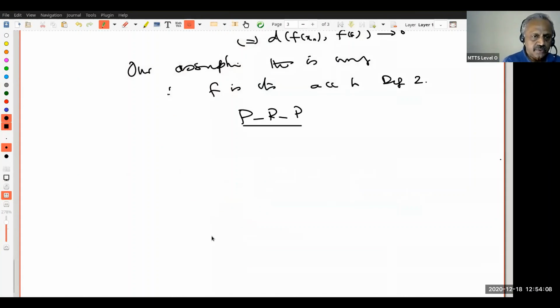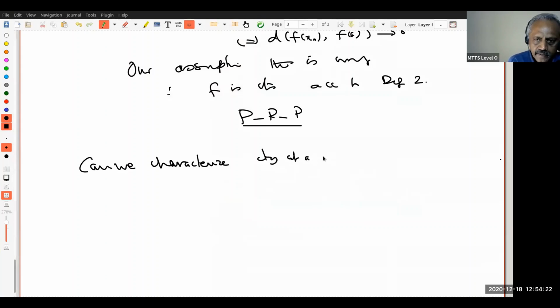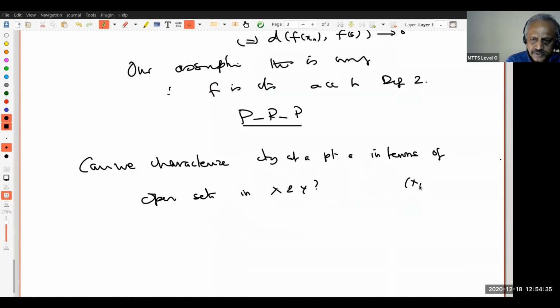So what is the question I want to look at? I have to share the screen. What we want to do is, can we characterize continuity at a point of a function in terms of open sets, where X and Y are of course metric spaces?